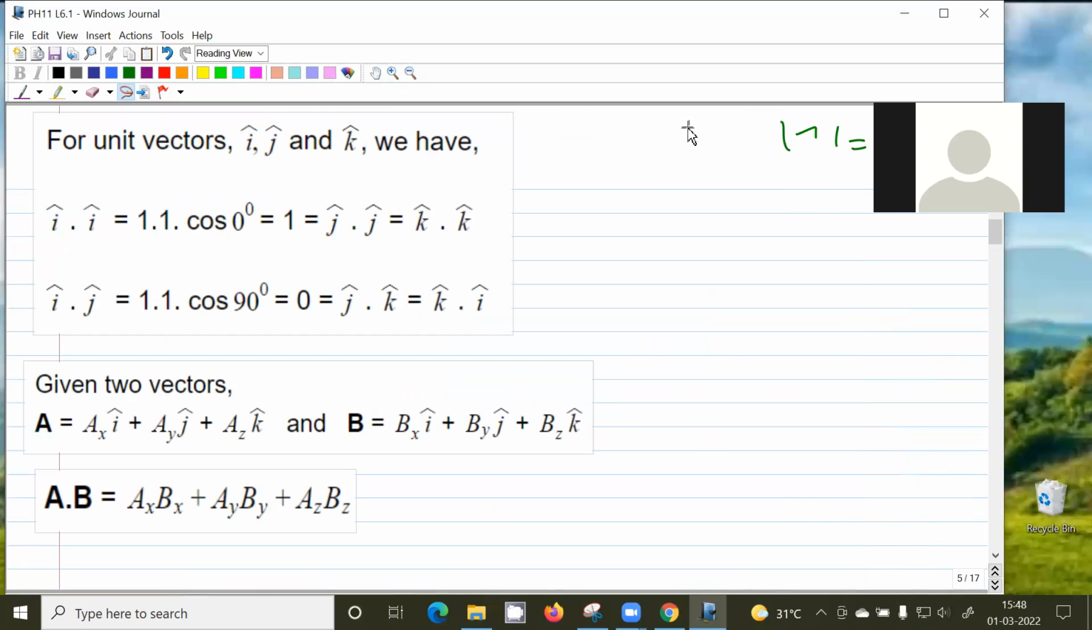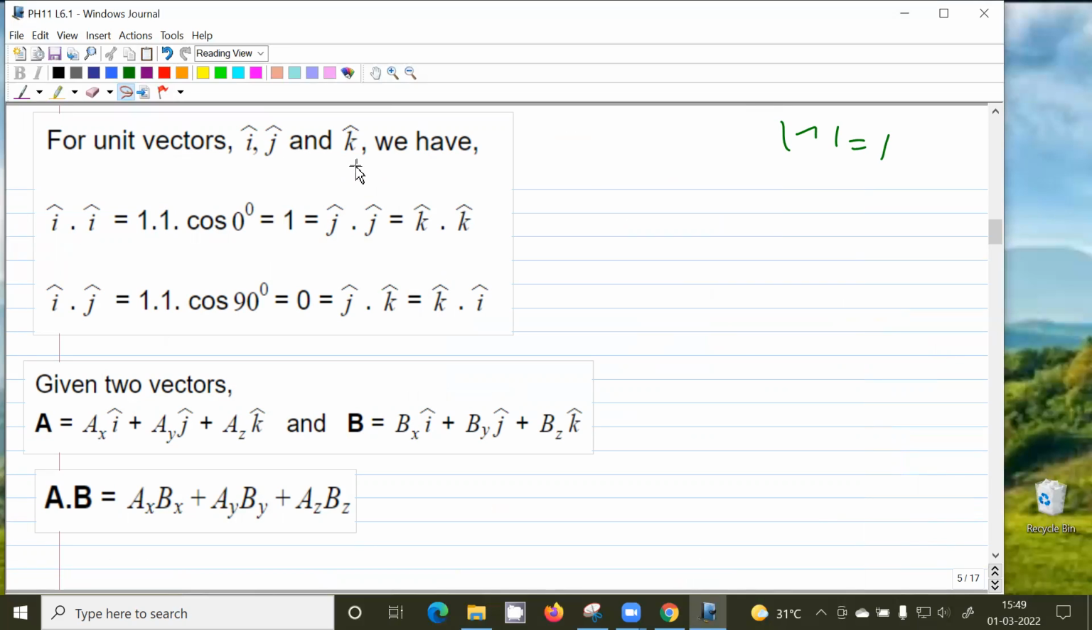And unit vectors are denoted by cap. Unit vectors i cap, j cap, k cap are unit vectors along the x, y, and z directions of the Cartesian coordinates. And i dot i is 1 into cos 0, and cos 0 is 1. So similarly, j dot j and k dot k are 1. So what is the unique thing about these i cap, j cap, and k cap vectors?